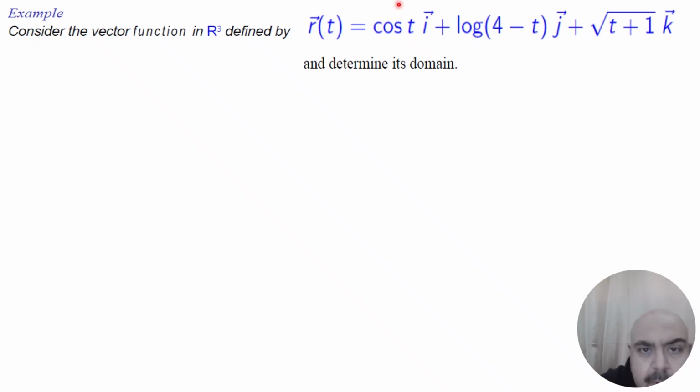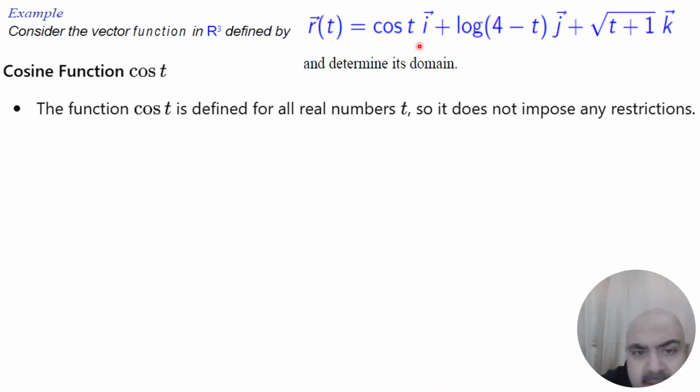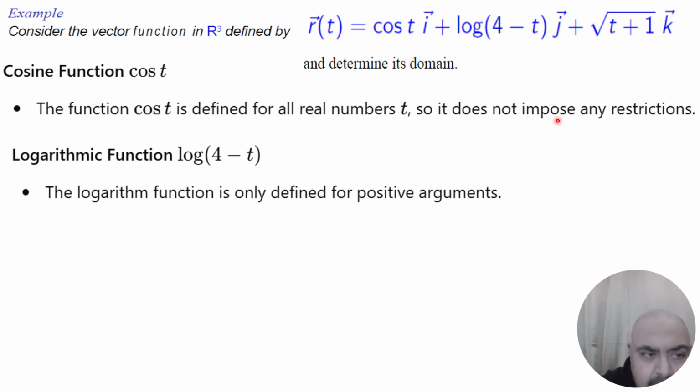So for the i direction, which is cosine t, I have no regulation. All the real numbers can work with the cosine function. So the function cosine t is defined for all values of t. For the domain, we have no regulation on t.